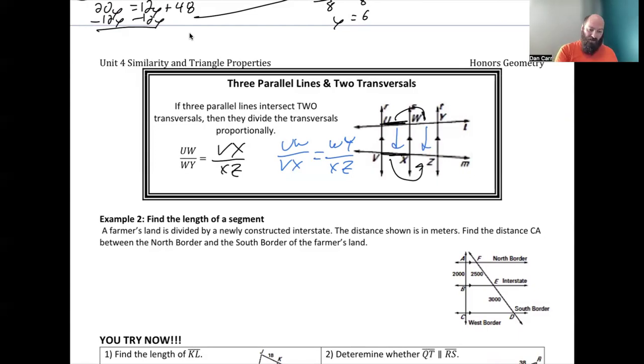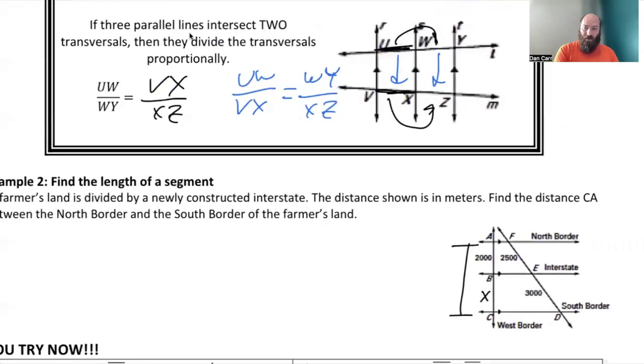So in our next scenario here, a farmer's land is divided by a newly constructed interstate. Distance shown is in meters. Find the distance CA, which is right here to right here, between the north border and the south border of the farmer's land. There's 2 ways I could do this problem. One way is if I call this side X, let me zoom in a bit here. If I call that missing piece X, I could solve for that.